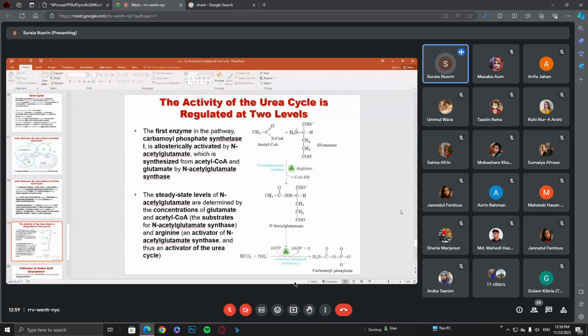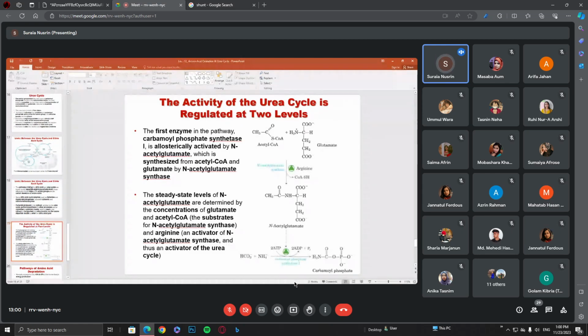Now we look at the regulation of the TCA cycle. There are two levels by which the TCA cycle can be regulated. And if you remember, a metabolic pathway is usually regulated by the enzymes of the preliminary steps of the metabolic pathway, which we also saw in the case of the TCA cycle.